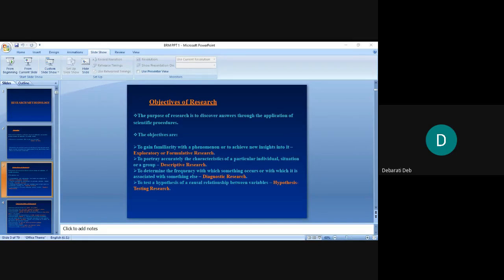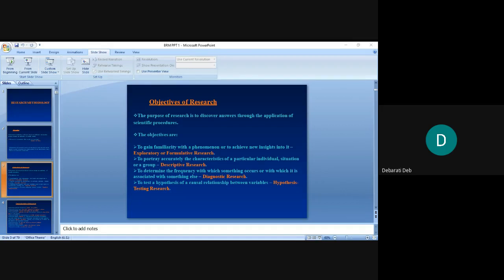Then the next type will be descriptive research, and the objective of descriptive research is to portray accurately the characteristics of a particular individual, situation or a group. For example, the number of homestays in Darjeeling. That the homestays in Darjeeling is your research topic, for example.